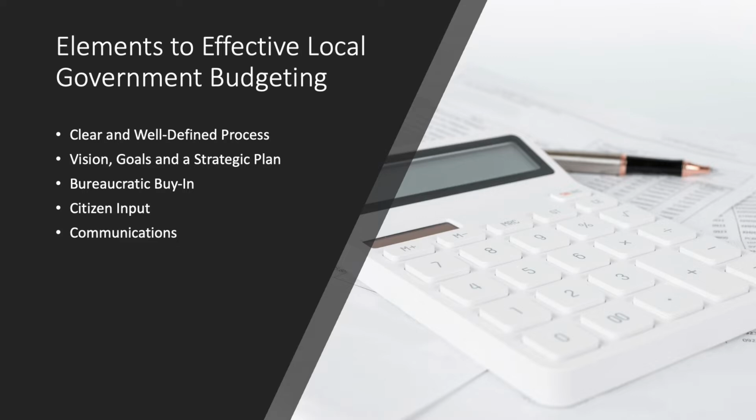The second element is to start with the vision, goals, and a strategic plan. There's a quote from Lewis Carroll, the author of Alice in Wonderland, that is very applicable here. If you don't know where you are going, any road will get you there. It's critical for local government officials to know where you're going in order to properly plan for that journey, particularly when the expenditure of public funds is involved in that trip.